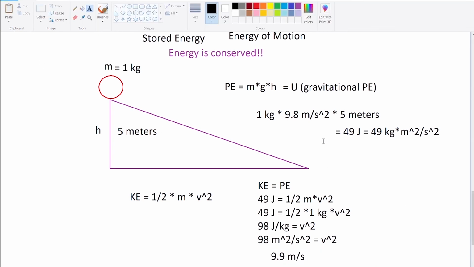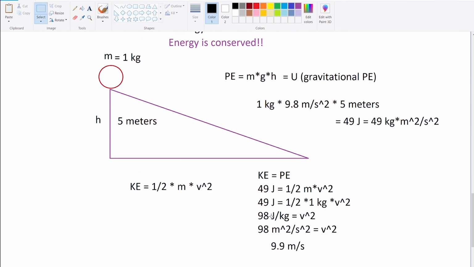Something important to note is that this is the velocity of the ball only when it's at the very bottom of this slope, because if it was at any other point during the slope, it would still have some potential energy. Say it was here at 2.5 meters of height, it would still have half of the potential energy that it had, and the other half of the energy would be kinetic energy. So this calculation is only the velocity of the ball at the very bottom of the slope.